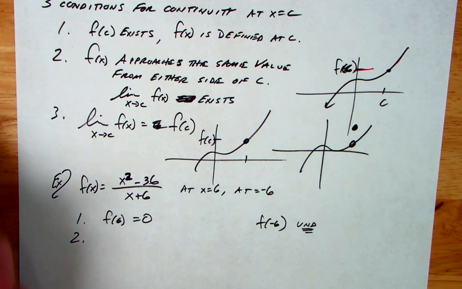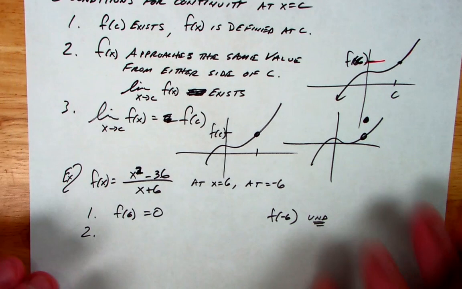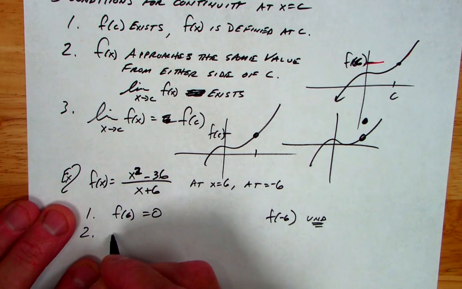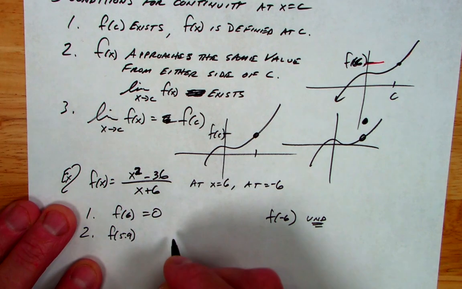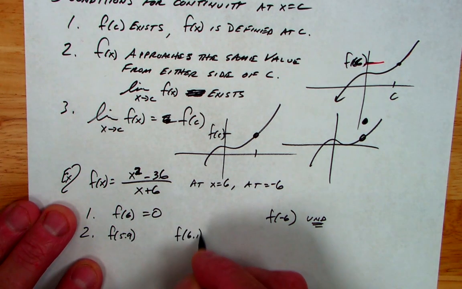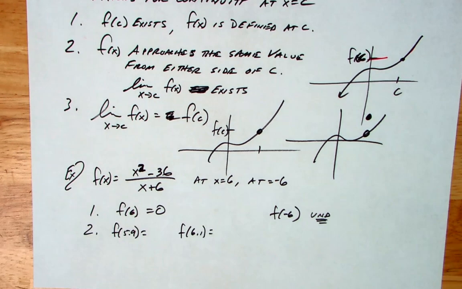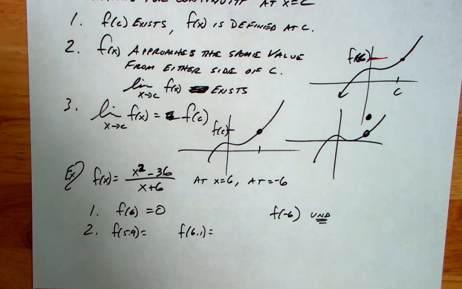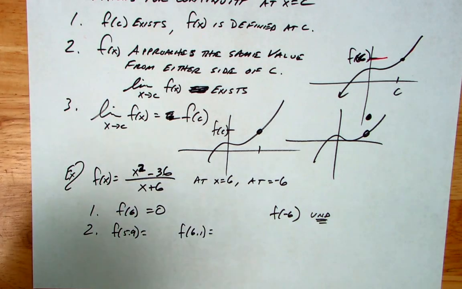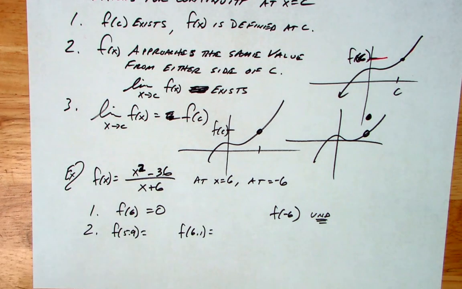I'll tell you what, let's do this. Let's keep you guys working here. I'm just curious, what is f of 5.9 and what is f of 6.1? Okay. Ladies, 5.9. Guys, 6.1. Go. You will need your calculator on this one. Get your calculator out.